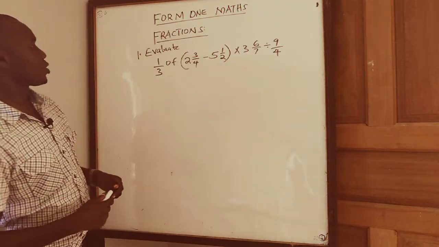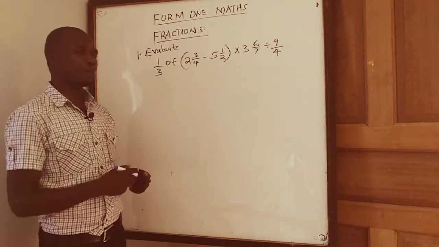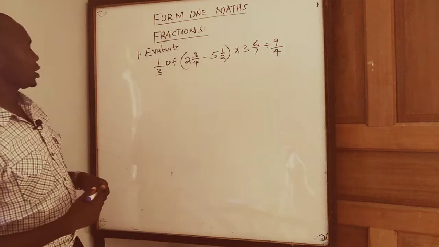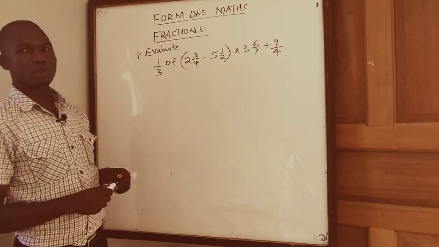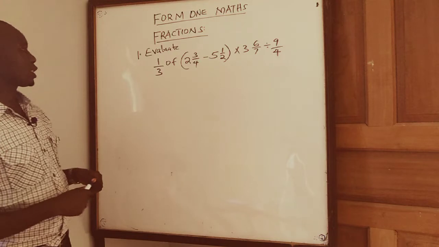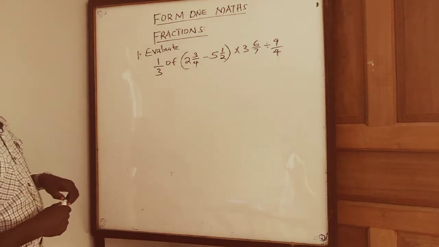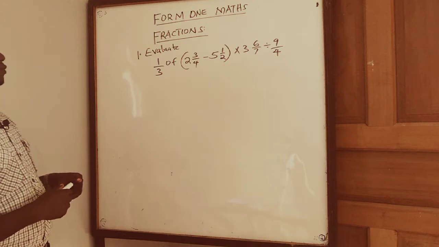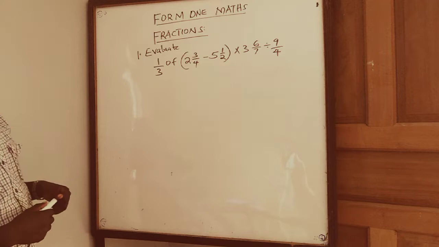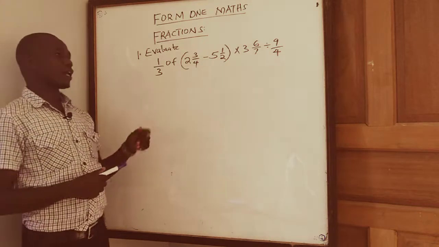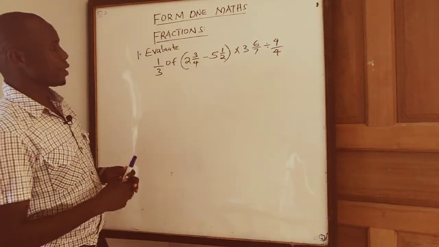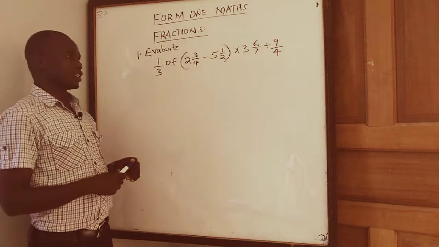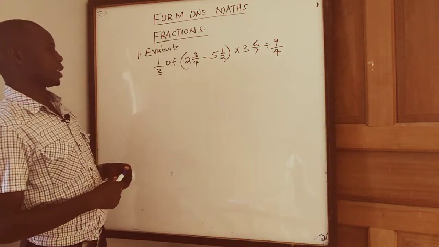Welcome to this topic under fractions. We are going to go straight to our first question. Evaluate: a third of (2 3/4 minus 5.5) multiplied by 3 6/7, divided by 4/9.